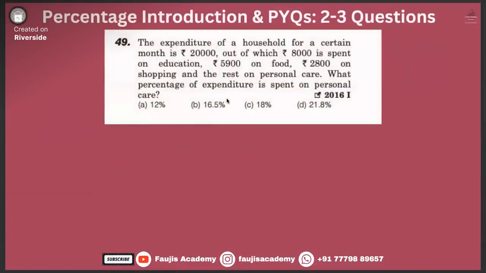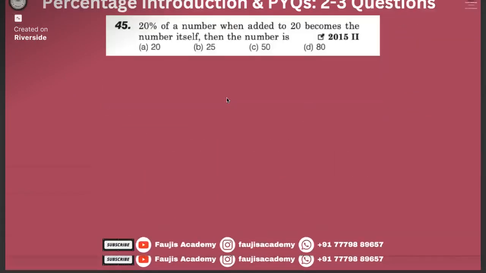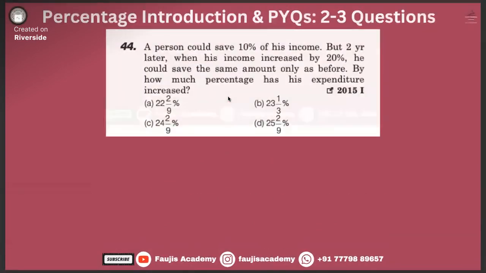There is a good number of questions now. 4-5 questions only. A person could save 10% of his income. Right now, he earns 100 rupees. Saving 10, expenditure 90. 2 years later, income increased by 20%, 120. But he is able to save the same amount only. That means expenditure is 110.